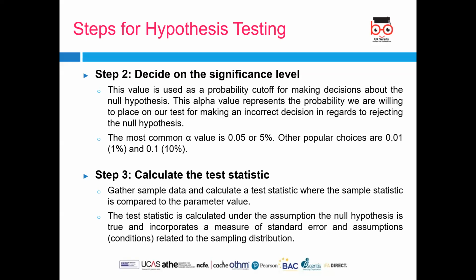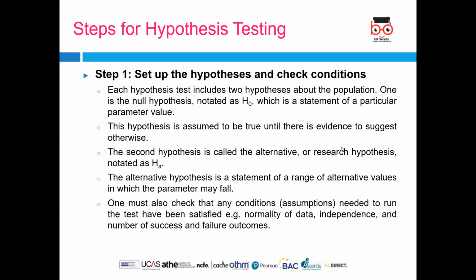Then the third step is to calculate the test statistic. For calculating the test statistic, you need to gather sample data and calculate a test statistic where the sample statistic is compared to the parametric value. The test statistic is calculated under the assumption that the null hypothesis is true and incorporates statistical measures of standard error related to the sampling distribution. Remember that we have formulated the null hypothesis based on certain evidence. If you see step one, this hypothesis is assumed to be true unless there is evidence to suggest otherwise. So that is the null hypothesis.